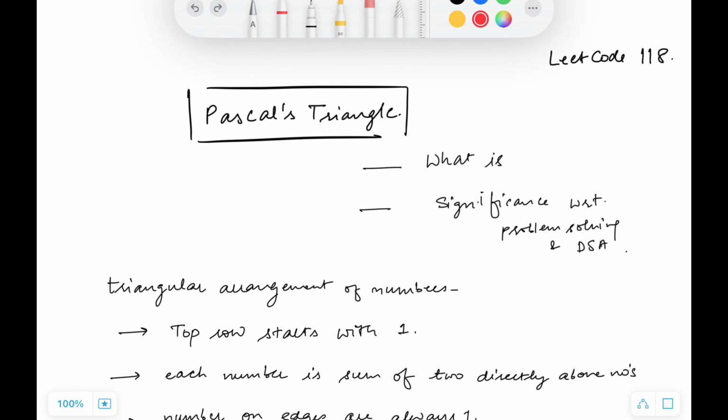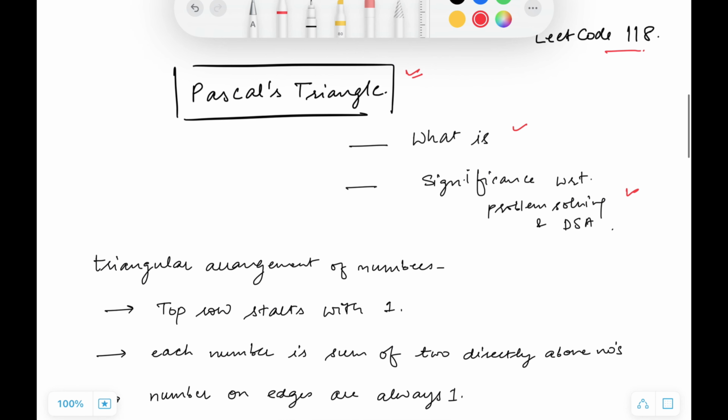Today we are going to cover a very important mathematics topic, which is Pascal's triangle. In this video I am covering what Pascal's triangle is all about, and also what its significance is in terms of problem solving and DSA. I am covering this for those of us who are getting started with problem solving in DSA, preparing for interviews, and solving problems on LeetCode. So let's get started.